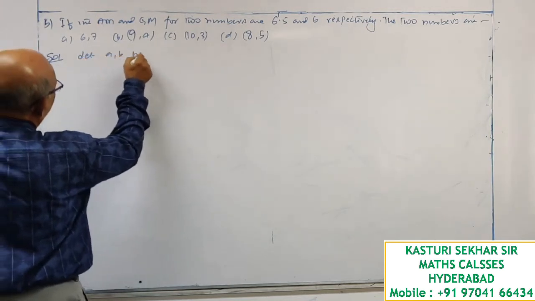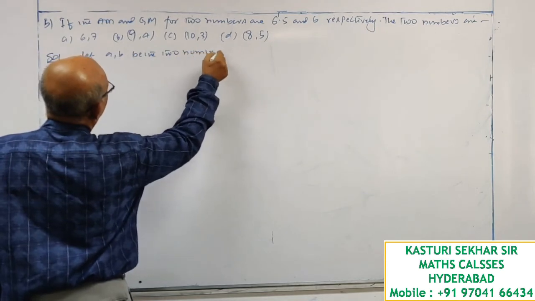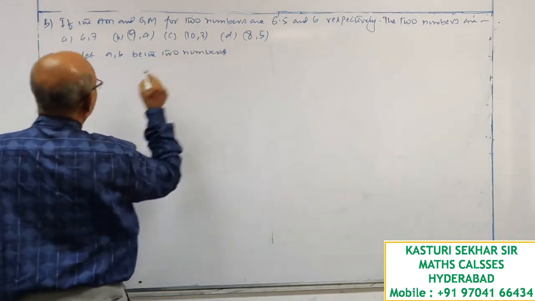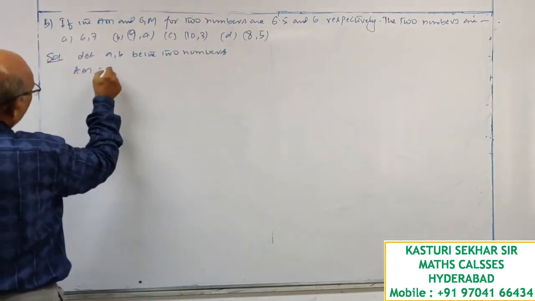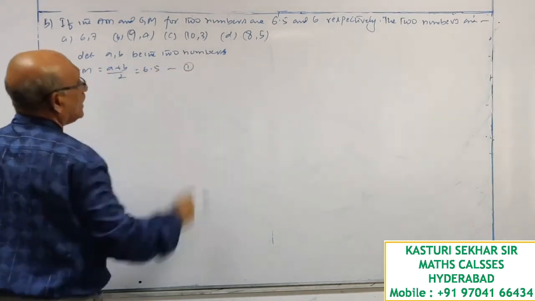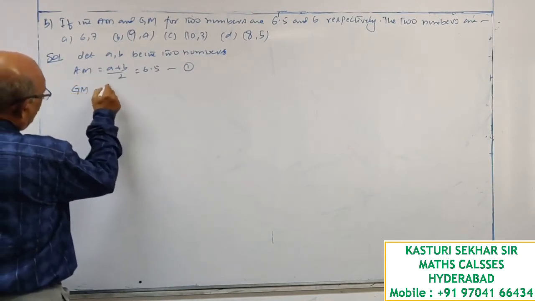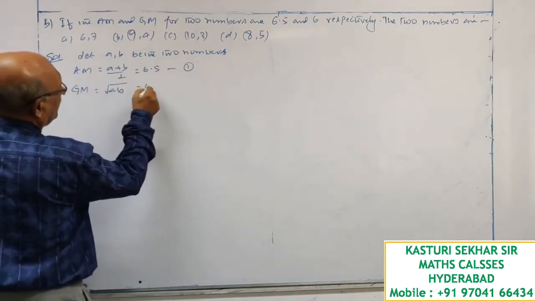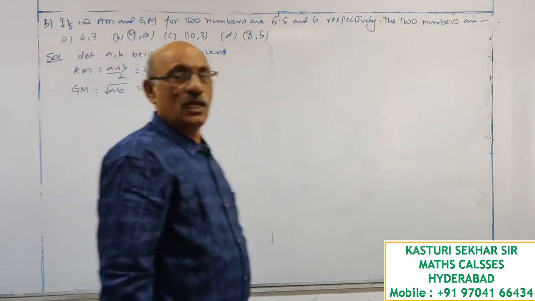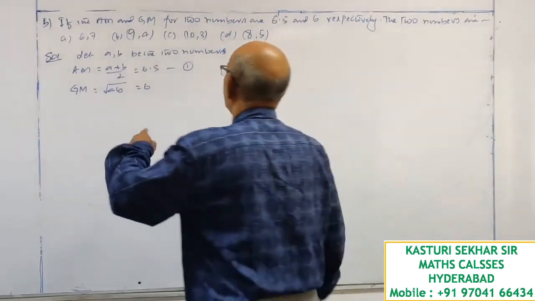See the solution. Let A, B be the two numbers. Arithmetic mean is equal to (A plus B) by 2, which is 6.5 as given in the question. Geometric mean is equal to root AB, which is 6. So verify which option will satisfy this.